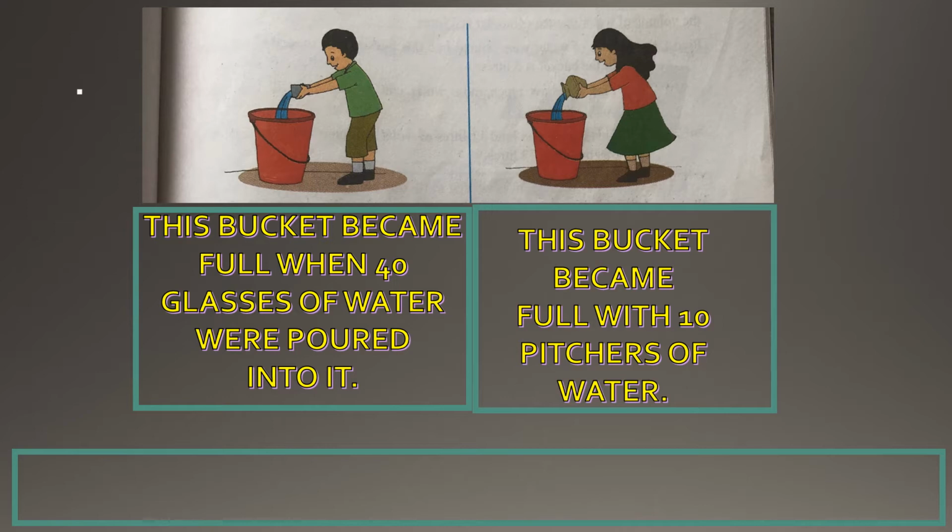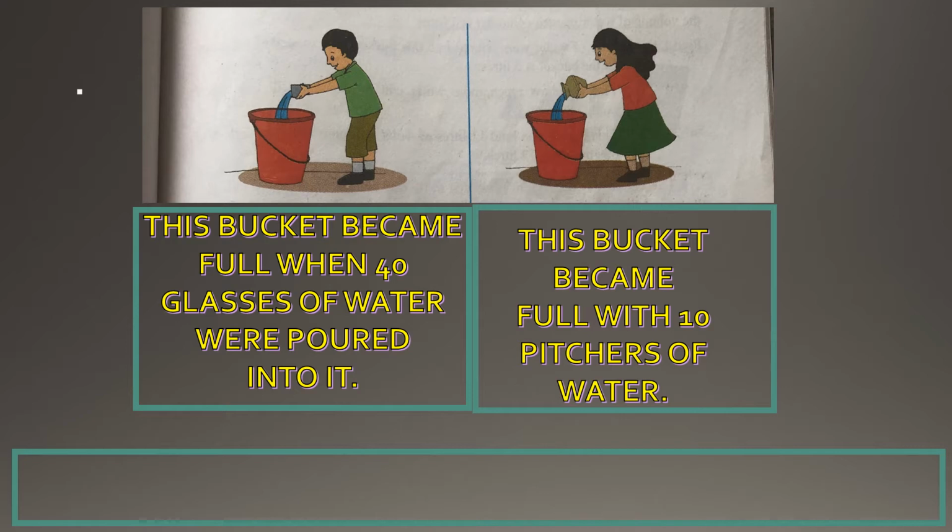Now I want you to look at Nandu and Sonu. They are doing something here. Nandu is pouring water into a bucket, but he is using a glass to do this. It says this bucket became full when 40 glasses of water were poured into it. Now look at Sonu. She has a pitcher in her hand and she is filling the bucket using that pitcher. This bucket became full with 10 pitchers of water.